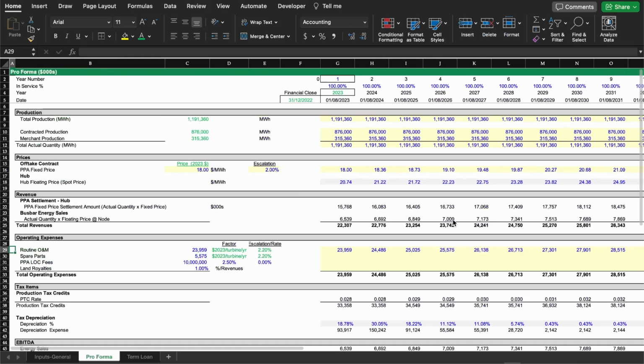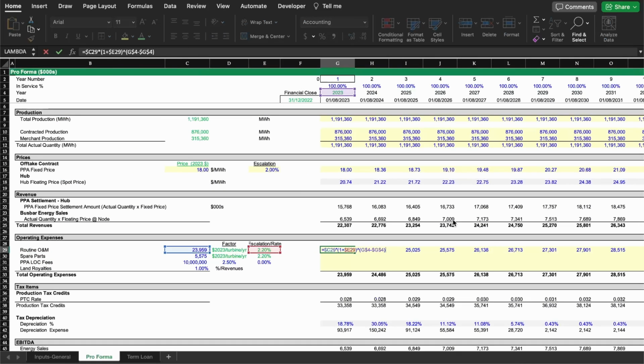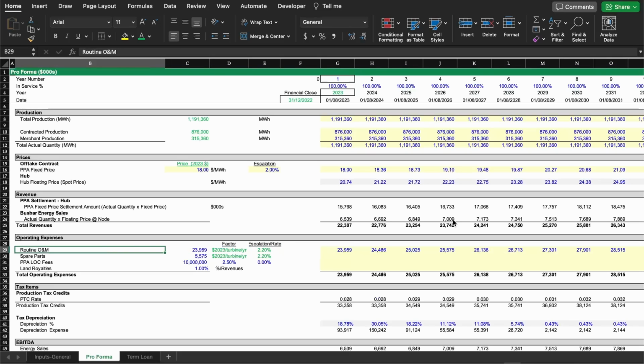But let's see if it's calculating correctly, right? I don't know. So what do we have? $23,000. I'm gonna assume, okay? I don't know. So let's see. It's dollars per turbine per year. Yeah. So we gotta do some calculations in here, right? So what is the number of turbines we have? Yeah, it's not in here.